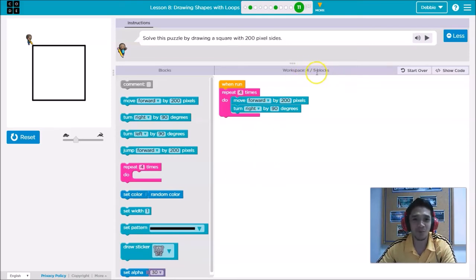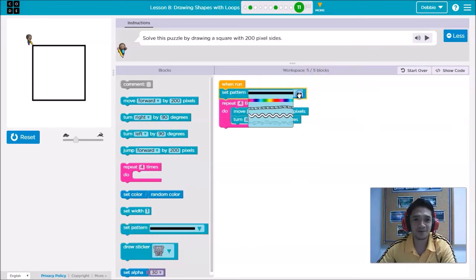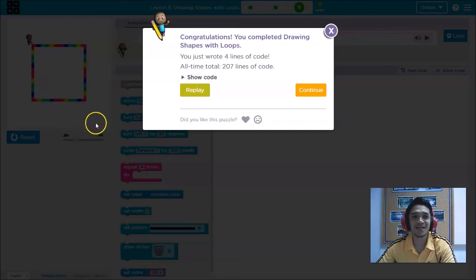So we have one more block we can use. Maybe we will set color. If you want this color, you can try. And then reset and then run. Okay? So that is how to solve our puzzle number 11 in lesson number 8. Did you get it? Okay, nice.